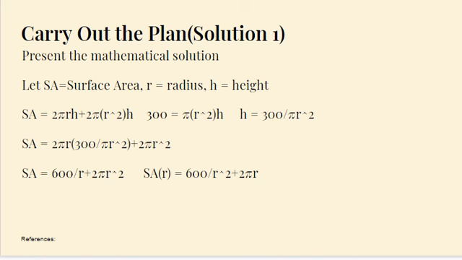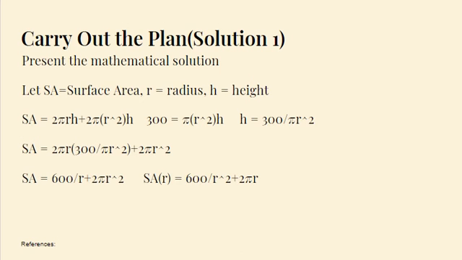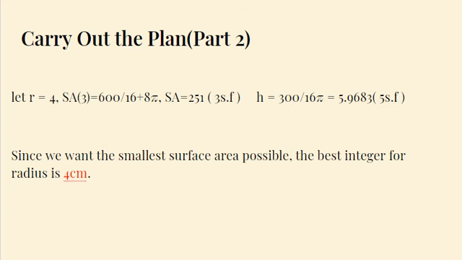We can simplify this to become 600 over r plus 2 pi r squared, or surface area times r equals 600 over r squared plus 2 pi r. So now we can choose what the radius should be. Let's choose 4. Surface area times 4 equals 600 over 16 plus 8 pi. The surface area would be 251 to 3 significant figures. Now let's put the 4 into the height formula. Height would be 300 over 16 pi, which equals 5.968325.